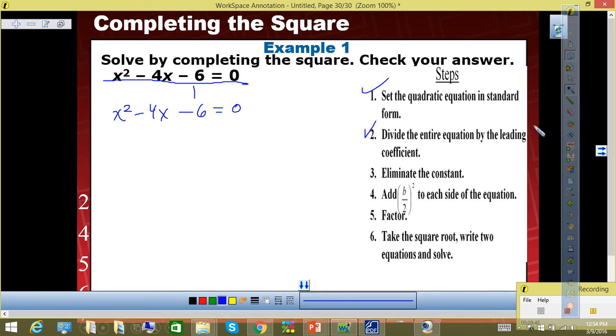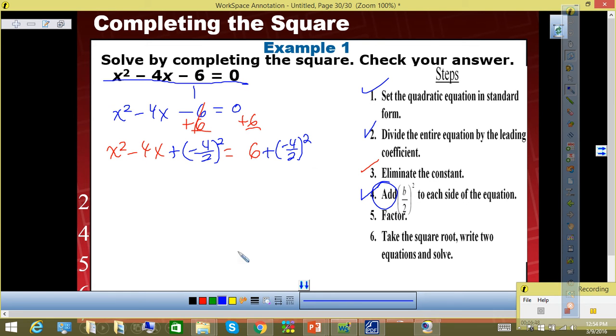Step 3, eliminate the constant. My constant is negative 6. That means I need to add 6. Add 6. I bring everything else down. X squared minus 4x. I leave a space equal to 6. And now we're going to complete the square, which is step 4. Step 4 is add b over 2 squared to each side. So what is b here? Negative 4 over 2 squared. Add negative 4 over 2 squared. Are we there so far? Now, before I move on to step 5, I'm going to simplify this a little bit more.